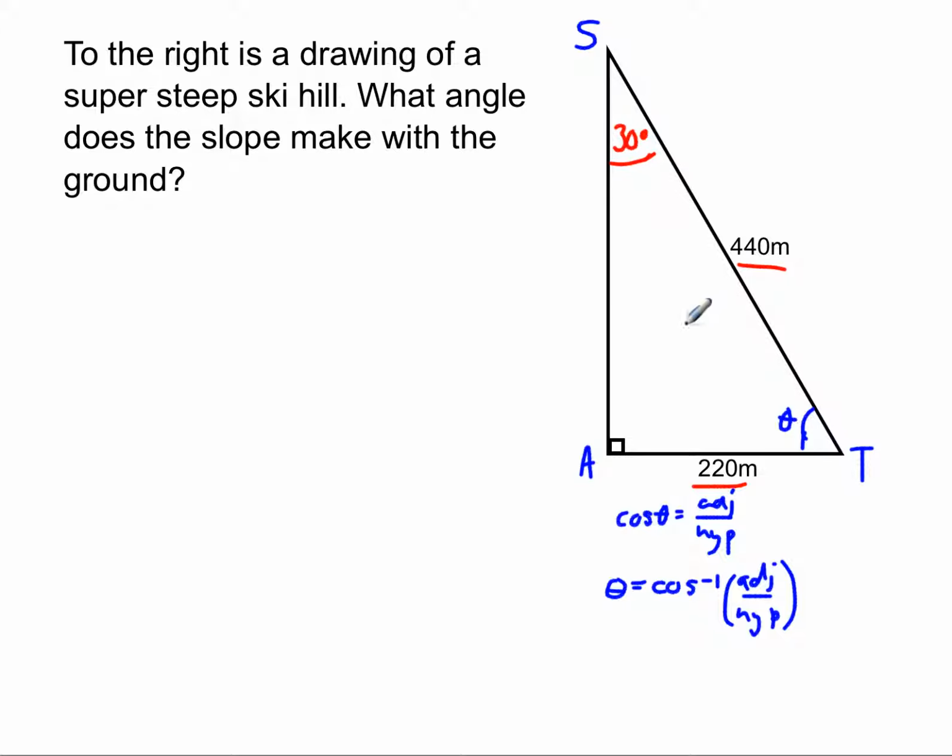Which means, okay, internal angles of a triangle, 30 over here, 90 over here. Well, 180 minus 30 minus 90 is going to equal 60 degrees. So we found our angle very simply. So angle STA is equal to 60 degrees.